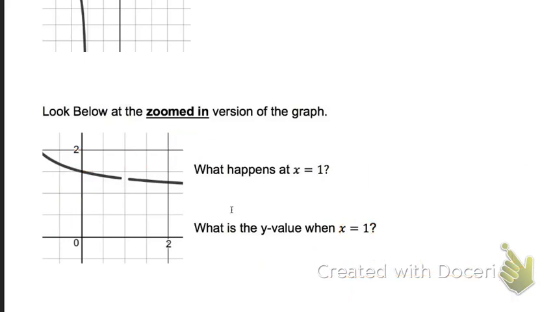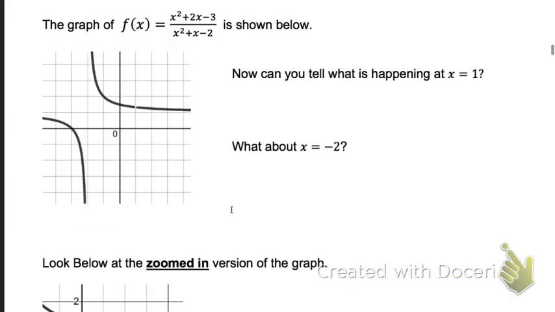Yes, Avery? What part did you want? I didn't get part B. A vertical asymptote at x equals -2.